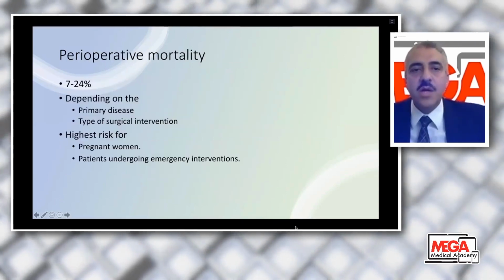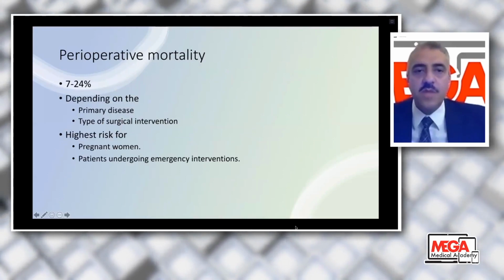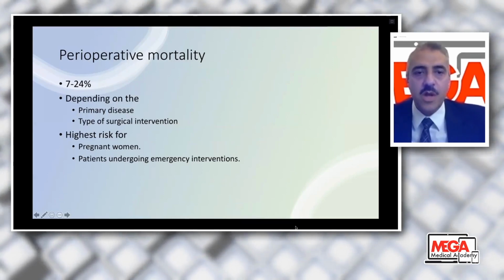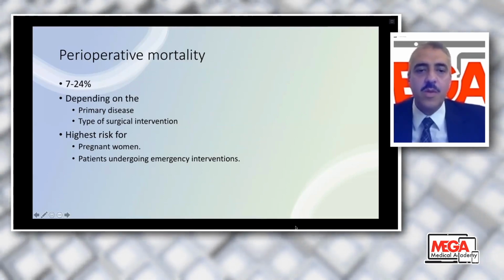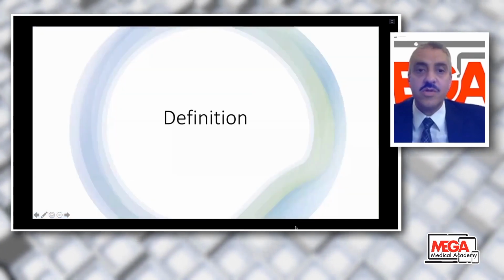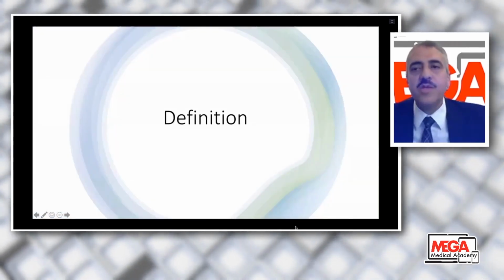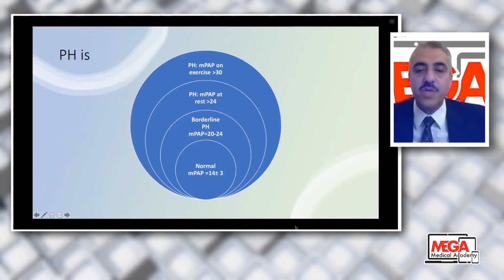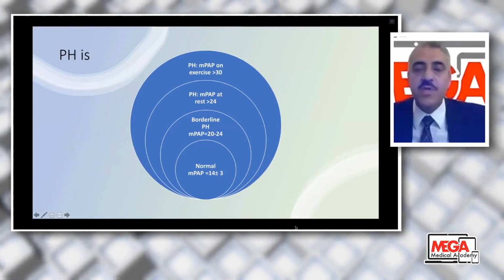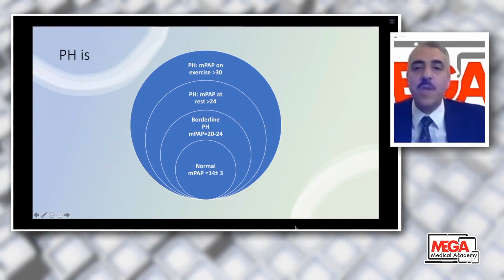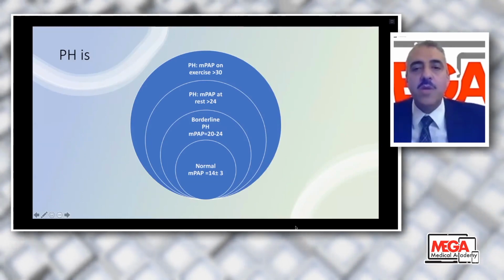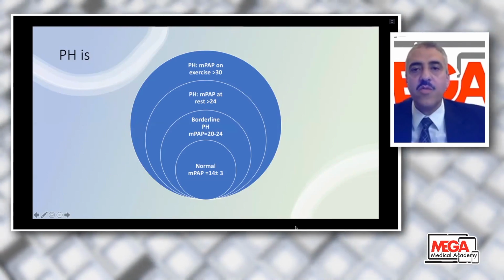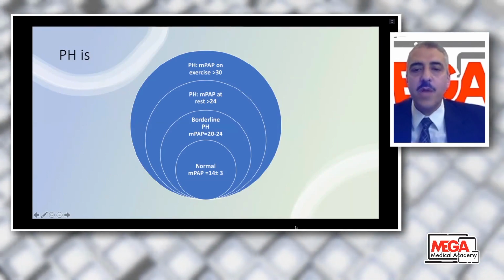The overall perioperative mortality is between 7 and 24%, and this depends on the primary disease of the patient and the type of surgical intervention done to the patient, with the highest risk for pregnant women and patients undergoing emergency interventions. We need to define what pulmonary hypertension is. The normal mean pulmonary artery pressure is about 14 millimeters mercury. If it increases to between 20 and 24, it is borderline pulmonary hypertension. And when the mean pulmonary artery pressure increases at rest to more than 24, or on exercise to more than 30 millimeters mercury, this is pulmonary hypertension.